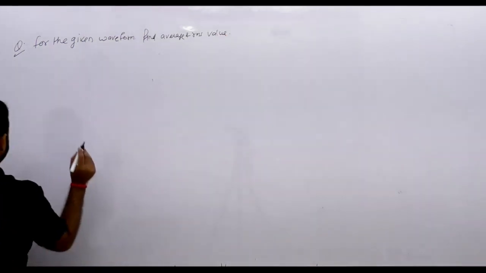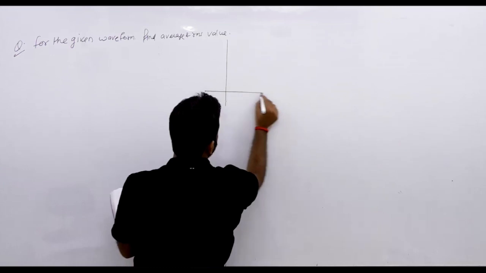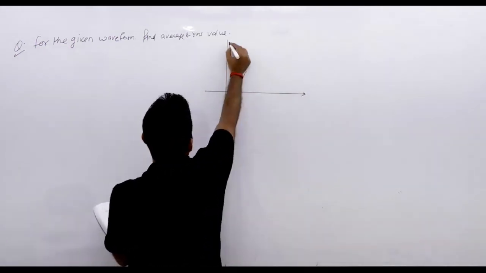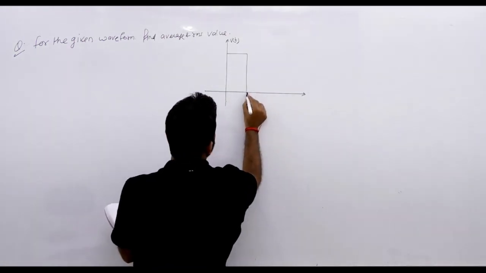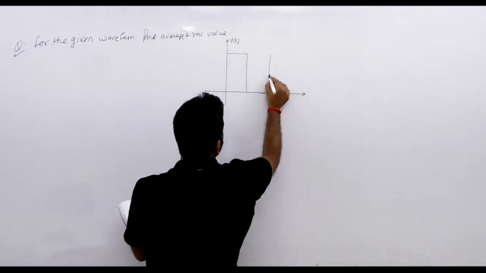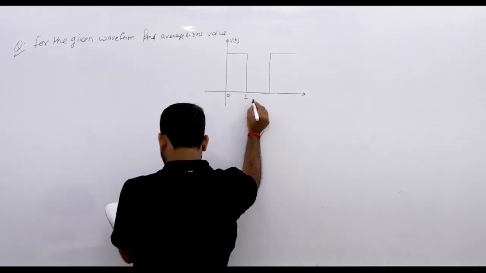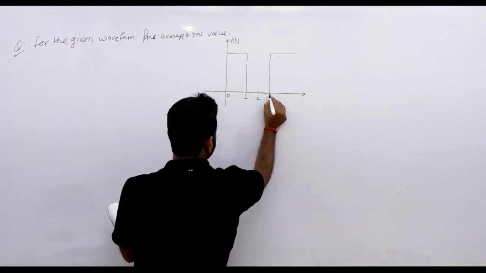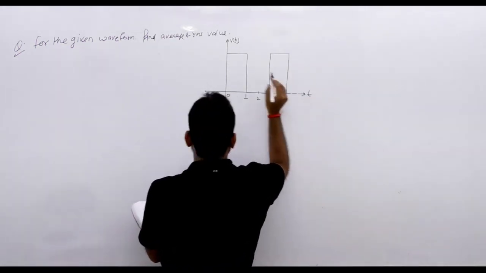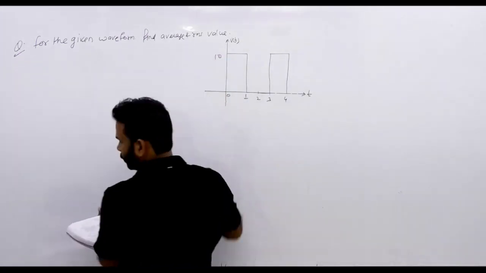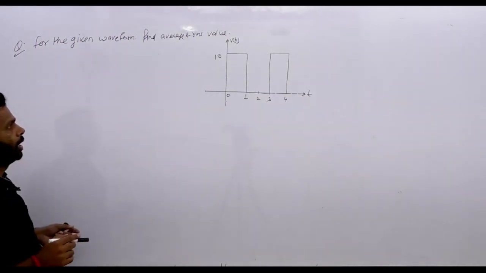What is the waveform? We will draw the waveform here. We have t, then 0 to 1, then it is 2, and it is 3, and then we have again 4, it is T, and the magnitude is 10. So for this waveform, we have to calculate the average and RMS.